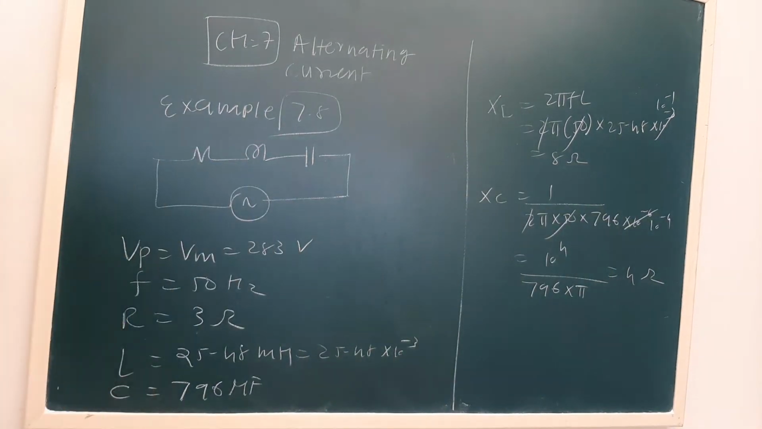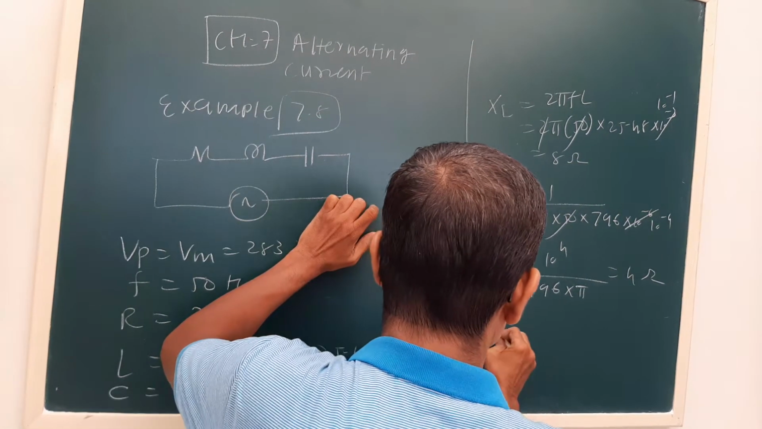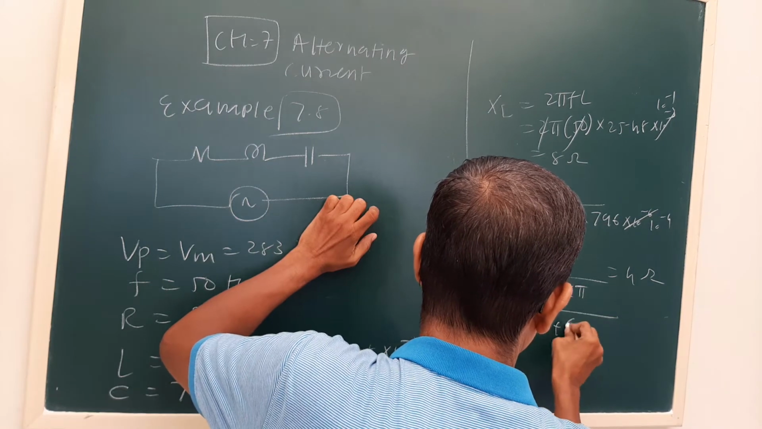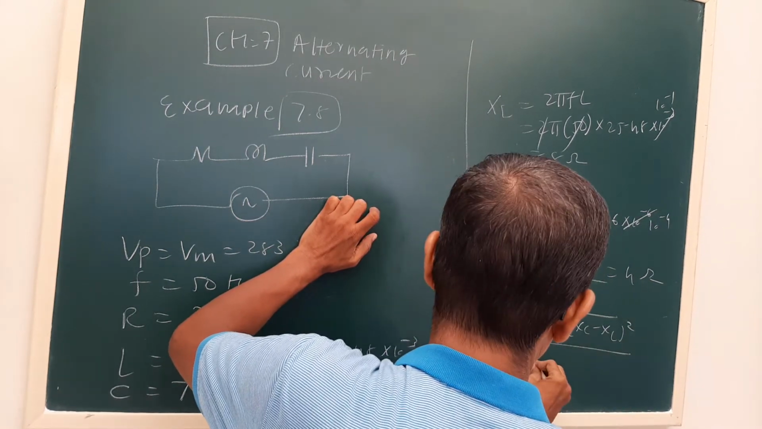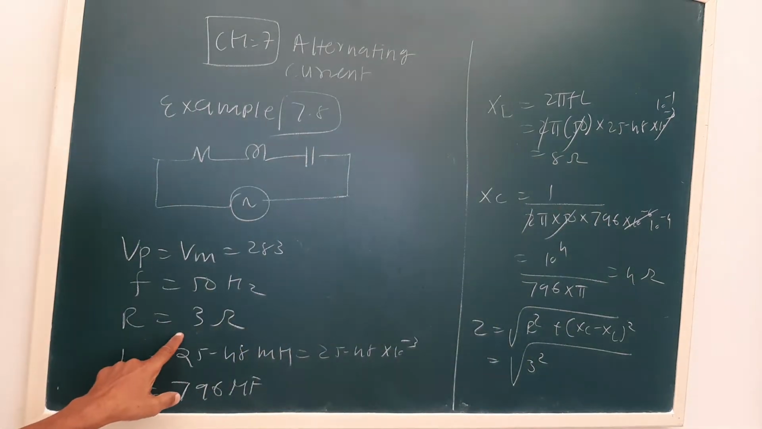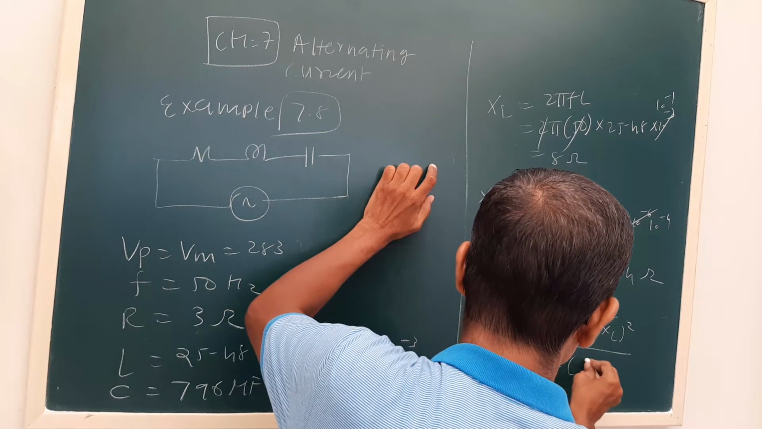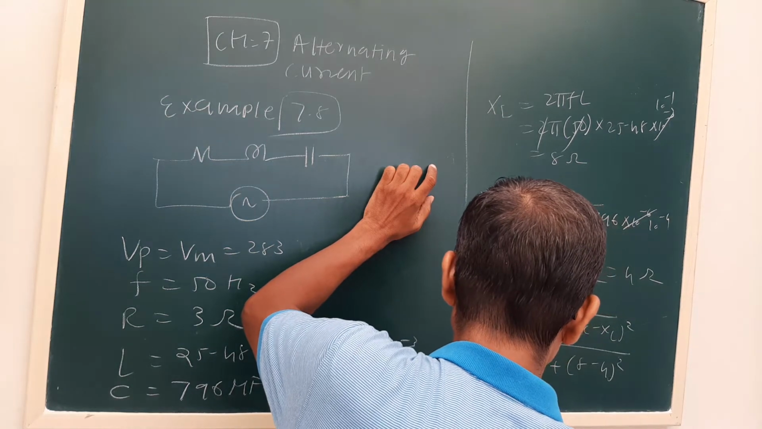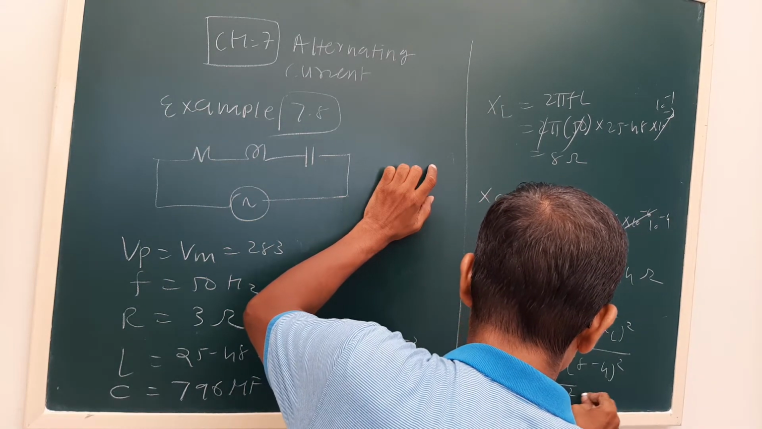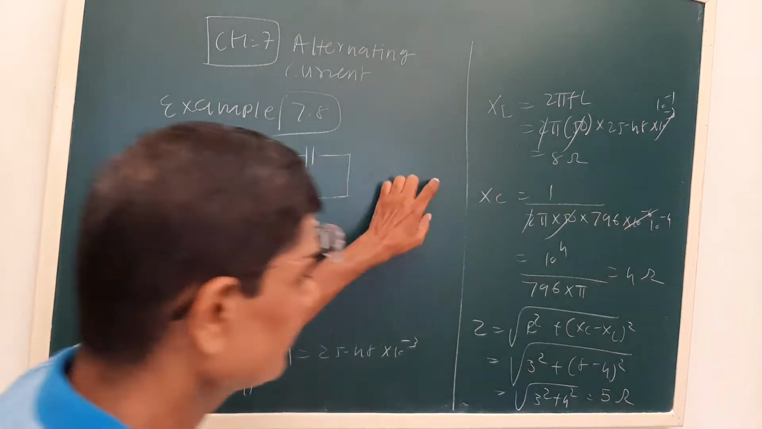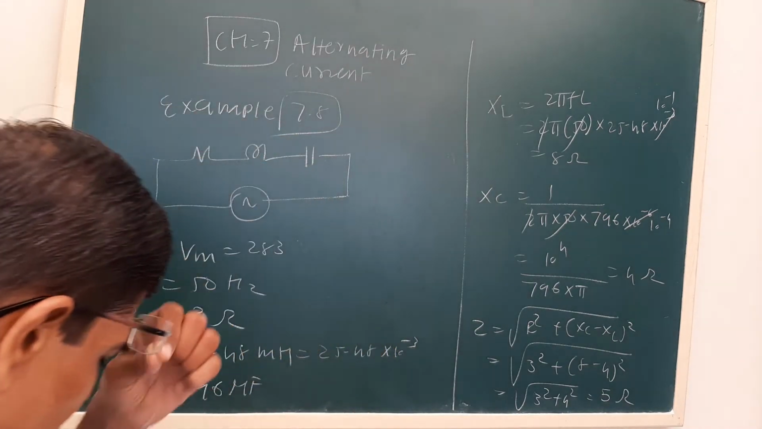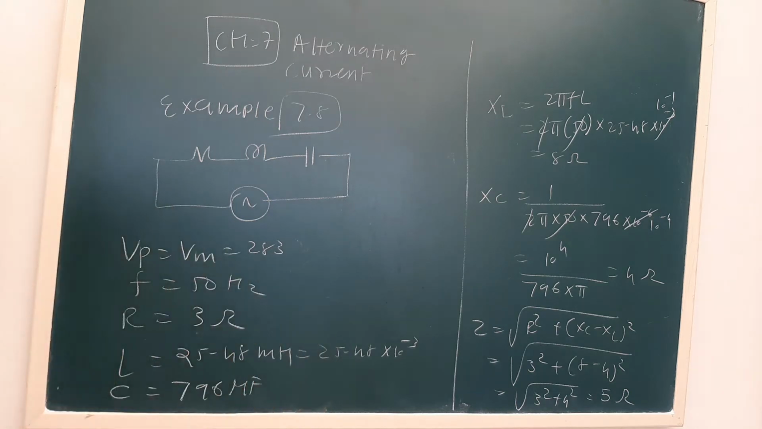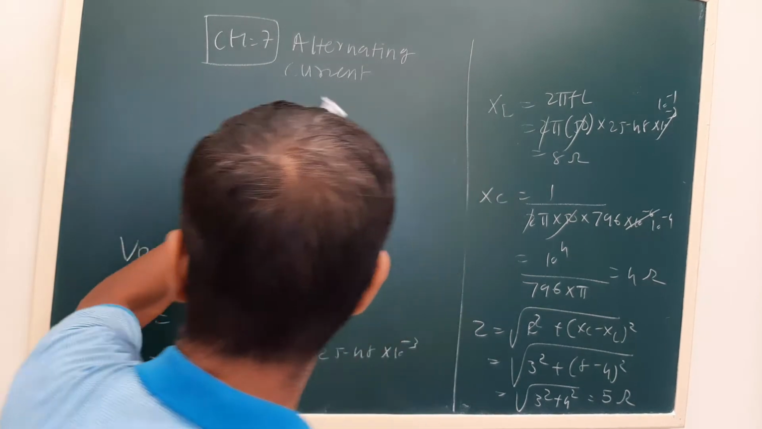Now see our impedance. Z is equal to under root R square plus XC minus XL whole square. R is 3. XC is 8. Now this is nothing but a Pythagoras triplet, 3, 4 and 5. So what we have obtained? The value of the impedance.